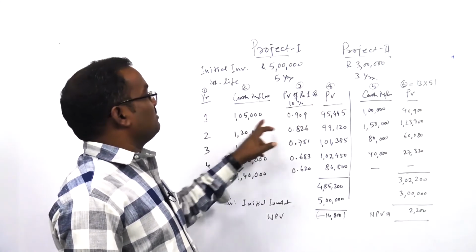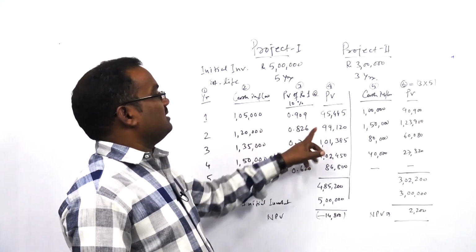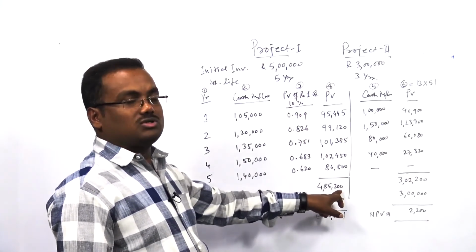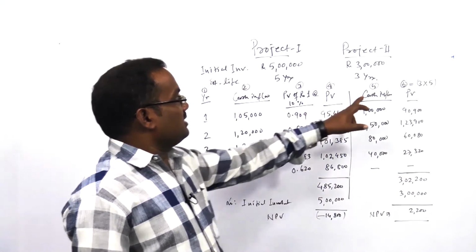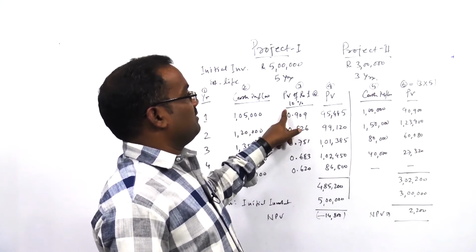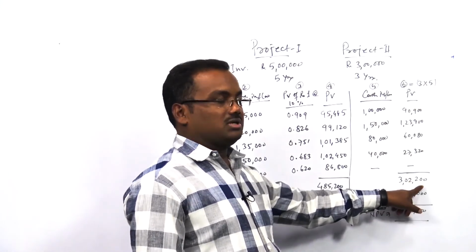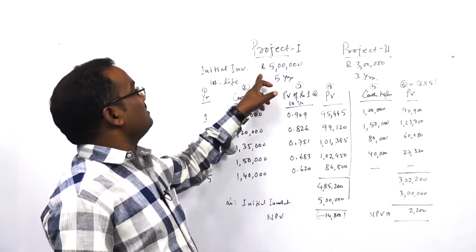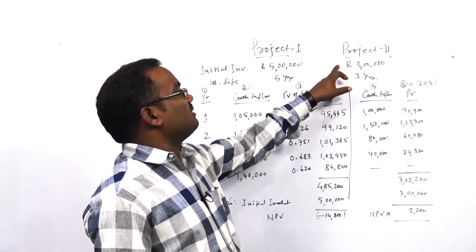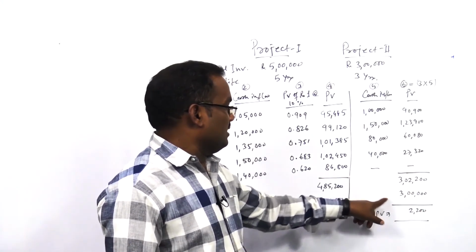For the first year, the present value of the cash inflow is 95,445. In the second year, it's 99,120, and from there we can see that the total present value is 4,85,200 in case of project 1, and in case of project 2, column 5 multiplied again with the help of column 3, the present value of project 2 is 3,02,200. As we know that the initial investment needed in project 1 is rupees 5 lakhs and for project 2 is rupees 3 lakhs.